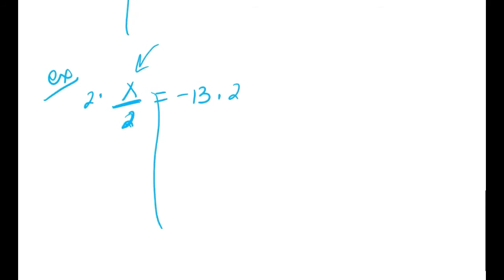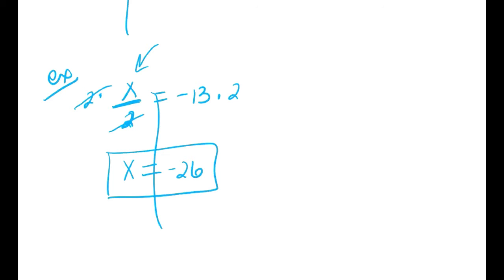Okay, what if we have x divided by 2 equals negative 13? So we identify our variable here. Notice it's being divided by 2. So we undo division with multiplication. So I'm going to multiply both sides by 2. And that's going to undo the operation that we need over there. And then multiply negative 13 times 2, which is a negative 26. So x equals negative 26.